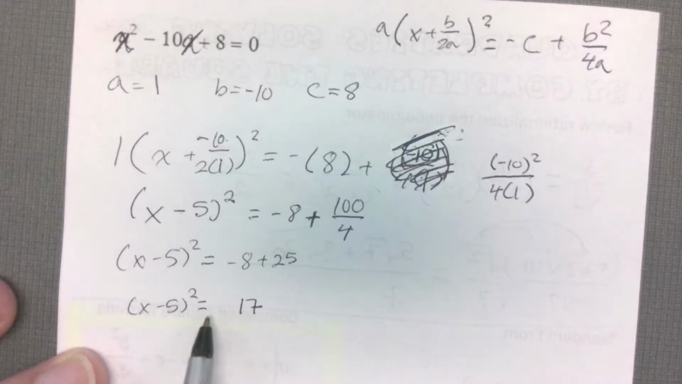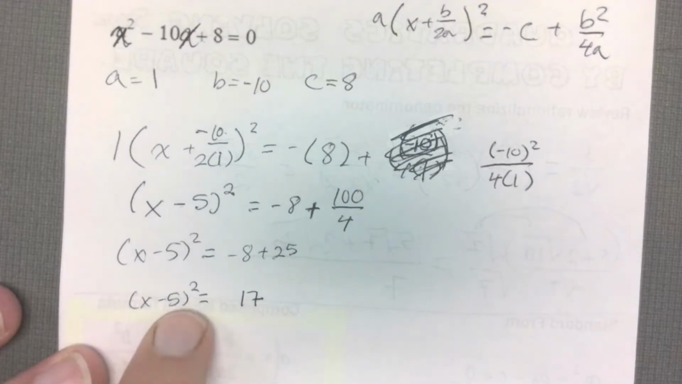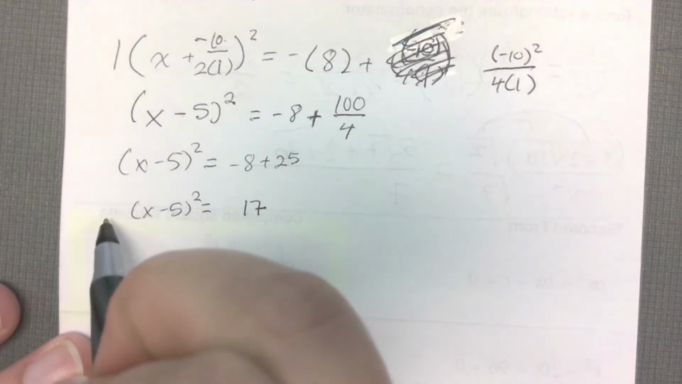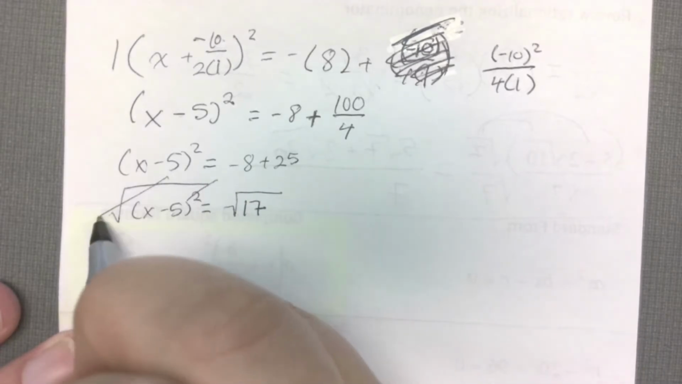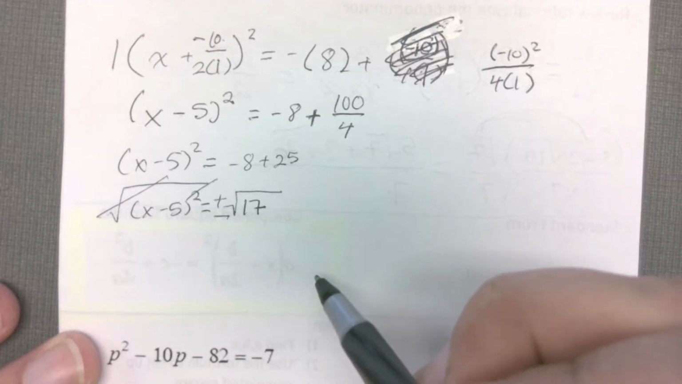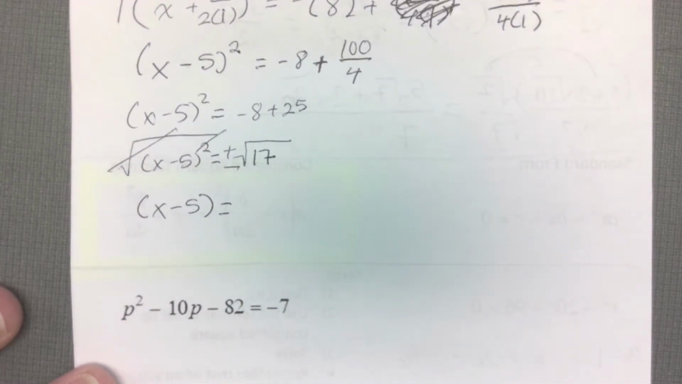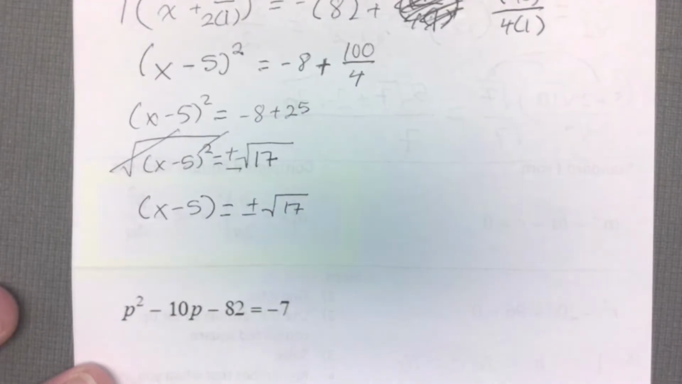Now I'm purposely leaving a gap right there. How do I get rid of a square? Square root. If I add in the square root, what do I need to remember? Plus and minus. Does 17 factor? Can I reduce that at all? I can't, so that's just tough luck. It's prime, so it stays.